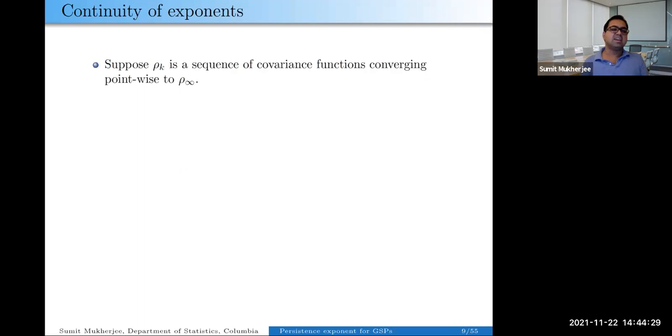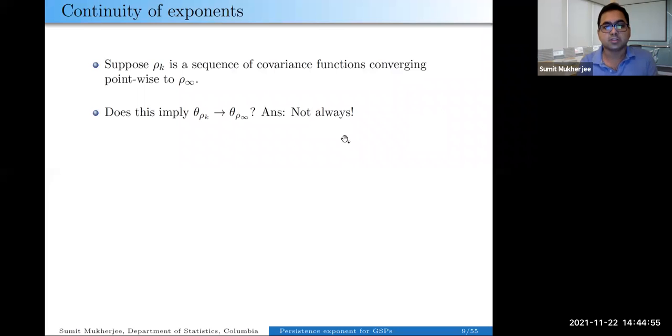So the hope is that if you have a sequence of correlation functions and if they converge pointwise to a correlation function, then maybe the exponents converge. So that's the hope, and that's a natural question, I guess, right? In what sense do the correlations need to converge if you want the exponents to converge? So the answer, as you may guess, is not always. It's like demanding weak convergence of the processes, and the exponents converging is like demanding convergence of large deviation exponents, and so it doesn't always happen.